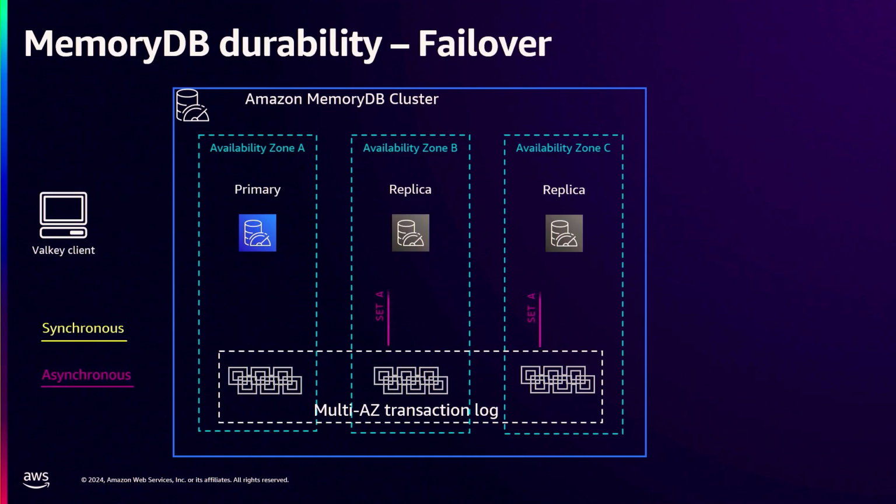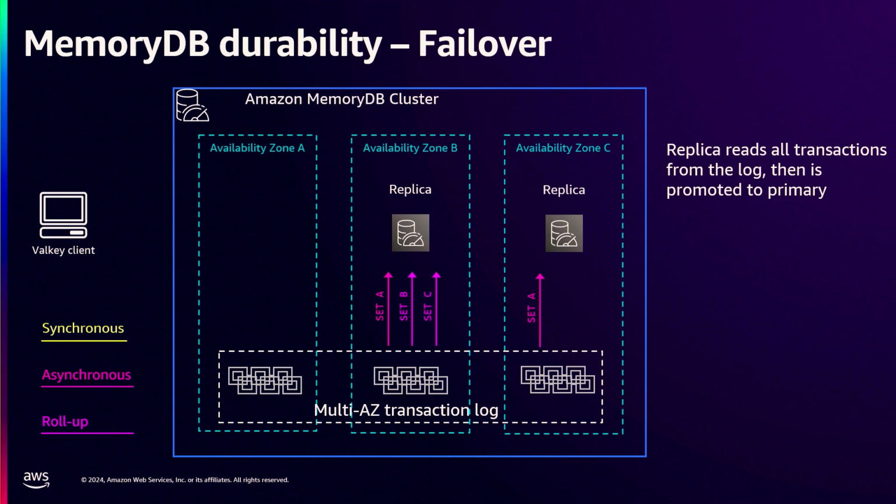Now let's say that the primary node fails. What will happen is that the data will be replicated to the replicas. And here is why we favor durability over availability. We want to make sure that the replica, before it's promoted to a primary, has all of the data. Only after the replica fully catches up with the replication log and all of the data that exists in the transactional log, only then is it promoted to a primary. And this is how we assure that there is no data loss.